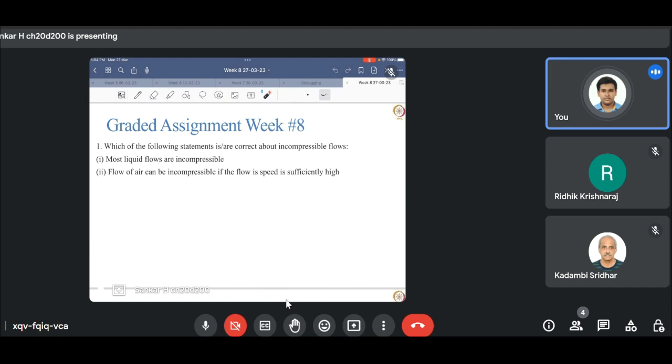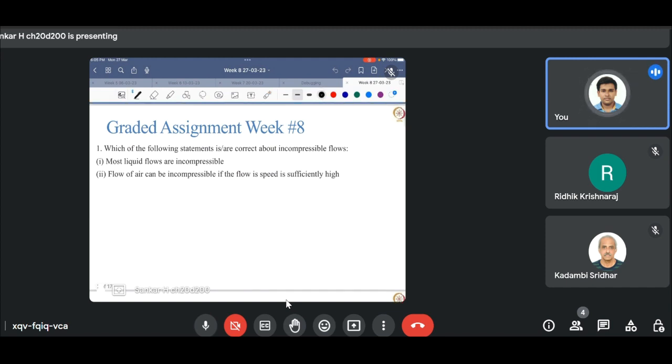Okay, let's get started with the graded assignments of the previous week. Week number 8 deals with flows related to incompressibility. Incompressibility generally states that the Mach number is much less than 1, and it's a property of the flow rather than of the fluid that we are discussing. So let's first look at this question. Which of the following statements is or are correct about incompressible flows?